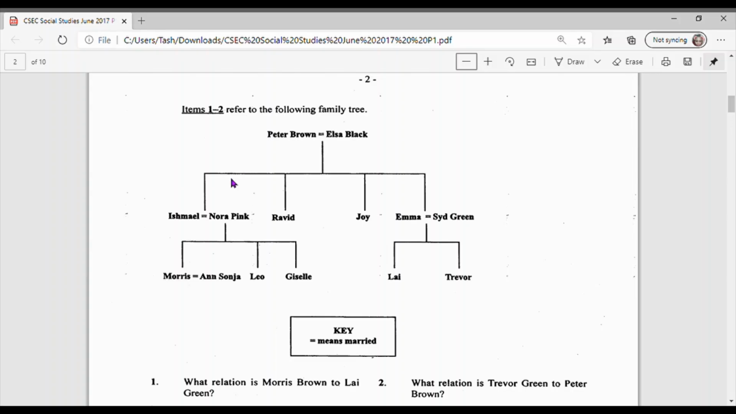Emma Brown, who would take his father's last name, got married to Nora Pink, and they had 3 children, Morris Brown, Leo Brown, and Giselle Brown. Emma also got married to Sidney Green, so the children would take the father's last name here, and her children are Lai and Trevor. Once we understand the family tree, we can move into the questions.